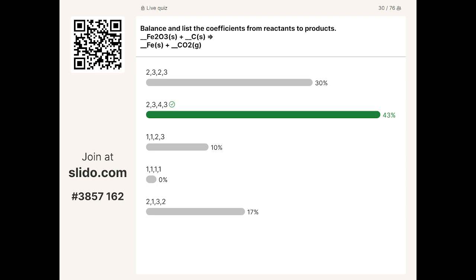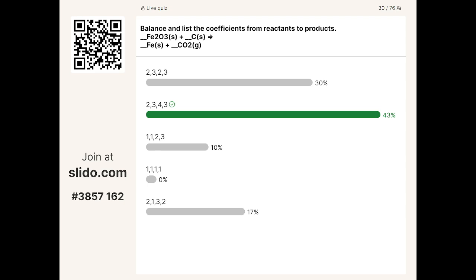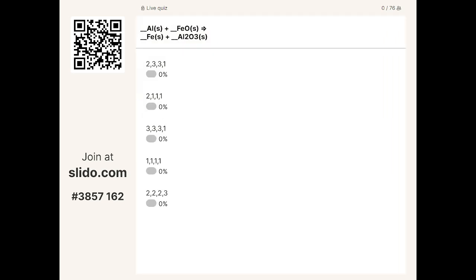All right, so we're going to try another question. This next question is going to be aluminum plus FeO yields, oops, I ran out of time. Yeah, I accidentally ran out of time when I was trying to talk about it. That one did not work out well for me. I'm going to have to go through and take out the timers on these.